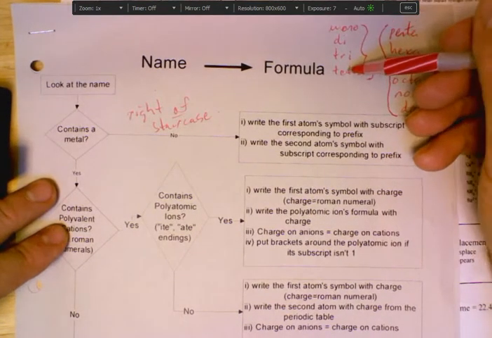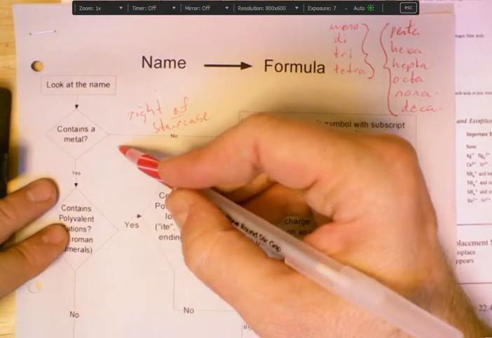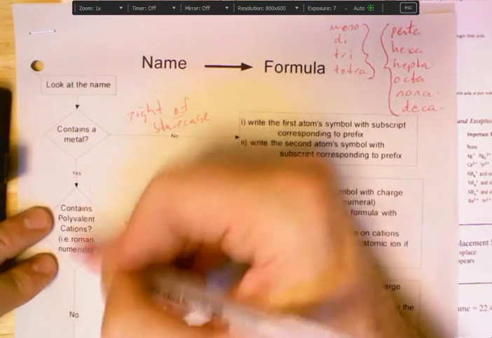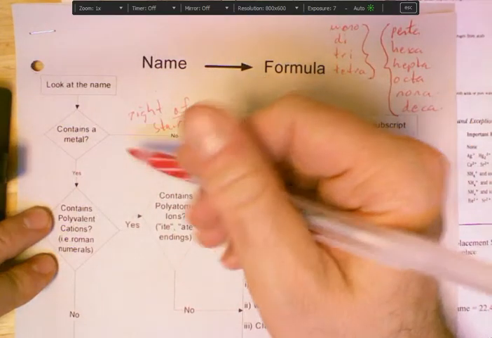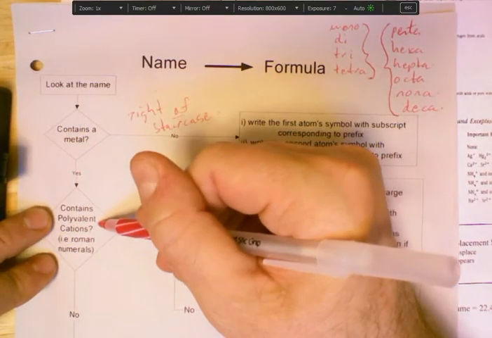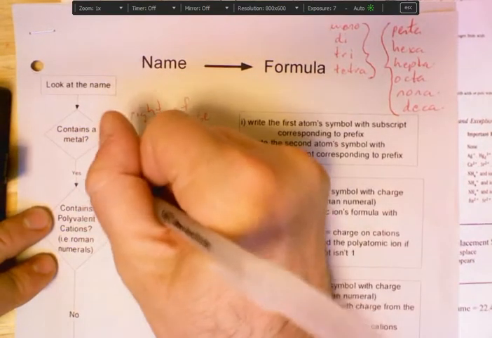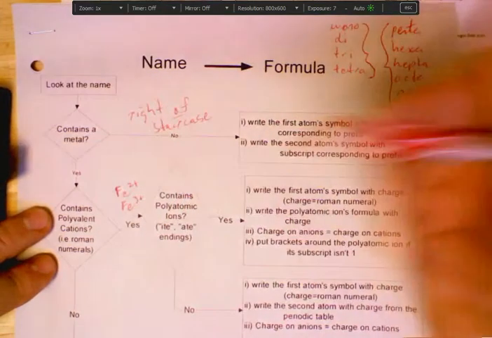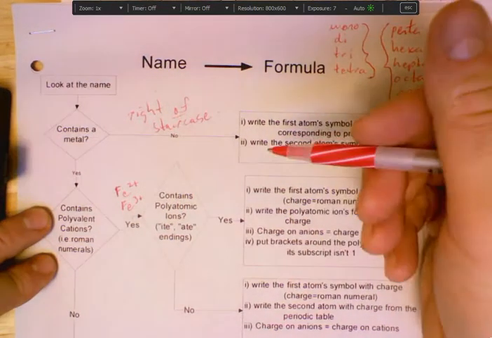molecular compounds. So if it contains a metal, if the answer is no, it must be to the right of the staircase. If the answer is yes, we're to the left of the staircase. The first question is, contains a polyvalent cation. Those are things like iron, where it can have more than one possible charge. We'll take a look at the periodic table and how you tell that in a little bit.